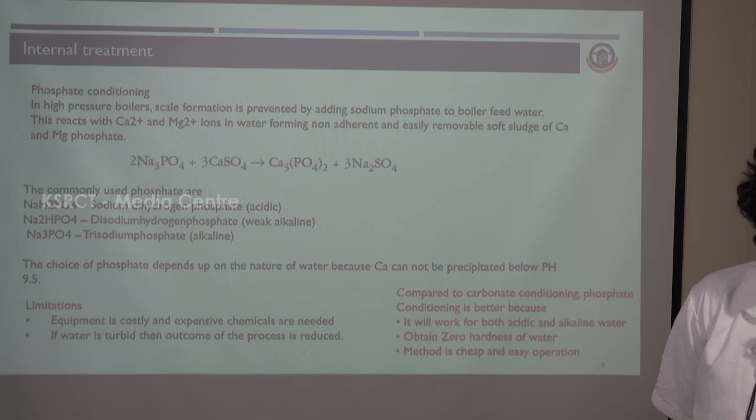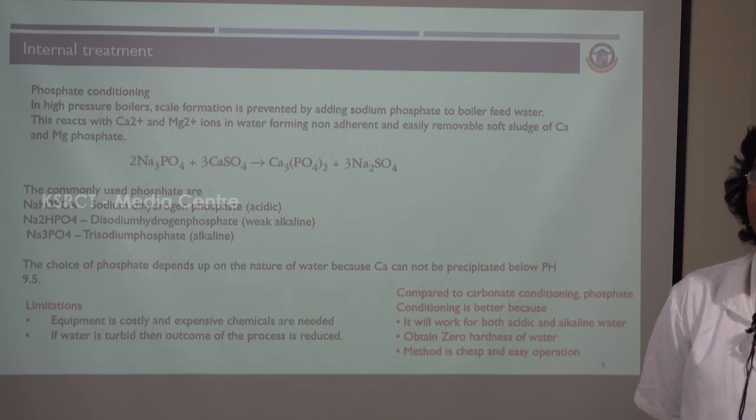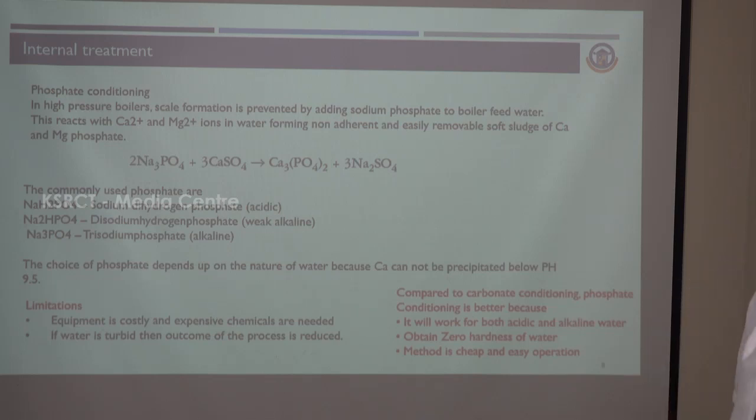Next one is phosphate conditioning. In phosphate conditioning, we use sodium phosphate as the chemical to remove the hardness producing substance. Sodium phosphate reacts with hardness producing substances like calcium sulfate, magnesium sulfate, calcium chloride and magnesium chloride, and is converted into the respective phosphates. This calcium phosphate also settles down easily and can be separated by the blow down operation method. This method is used for high pressure boilers, so it is more advantageous than carbonate conditioning.